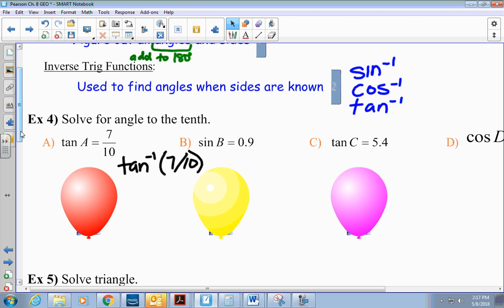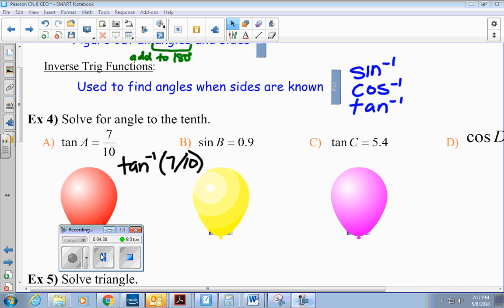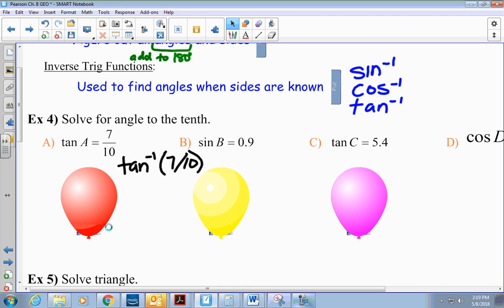Did you just put 0.7 if you wanted to? If you wanted to, could you? Joseph, 0.7? What did you get? I got 7. Yeah. So round to 35 degrees.